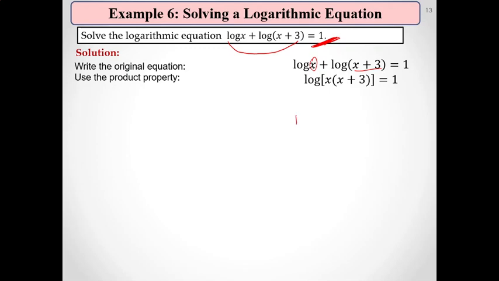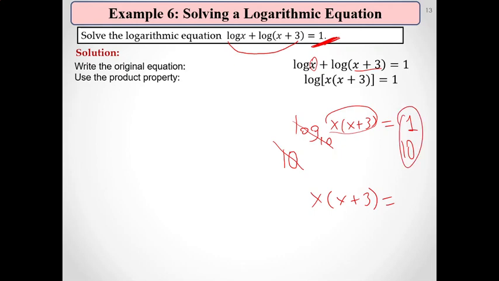Now the important thing here is you have to check the base. The base is 10, so you can directly do this way. This is log base 10 of x times x plus 3. Now you want to get rid of log base 10, so you raise 10 to the power of both sides. I'm doing this because I want to use this property here. Then I have x times x plus 3 is equal to 10 to the first power, which is 10. And then I can do the rest. So I can solve this equation, right?